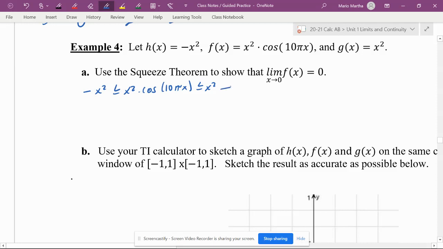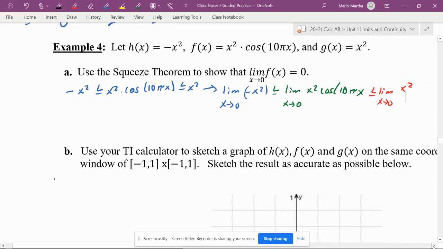So now that we know that, we can establish that the limit as x approaches 0 of the first function, negative x squared, is less than or equal to the middle function, the limit as x approaches 0 of x squared times cosine of 10 pi x, and that's going to be less than or equal to the second function, g of x, which is the limit as x approaches 0 of positive x squared.